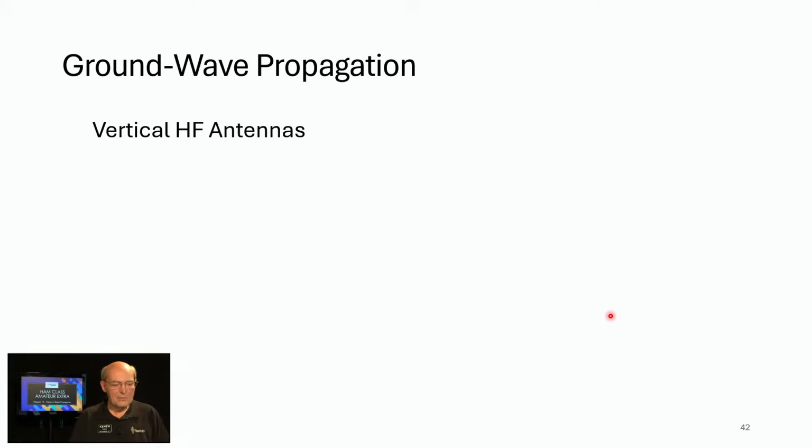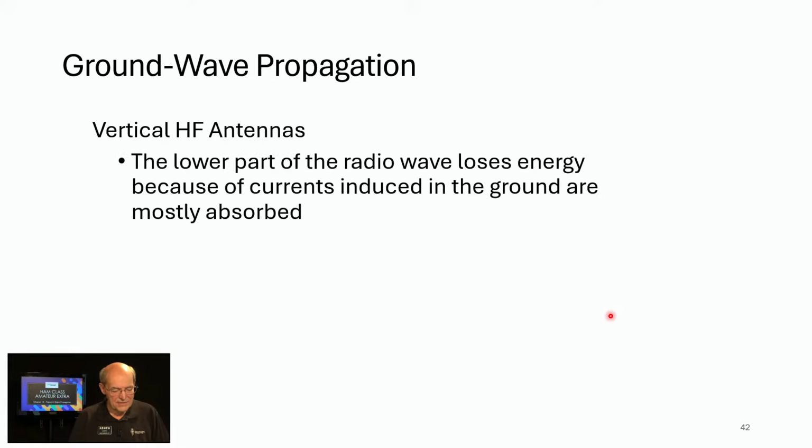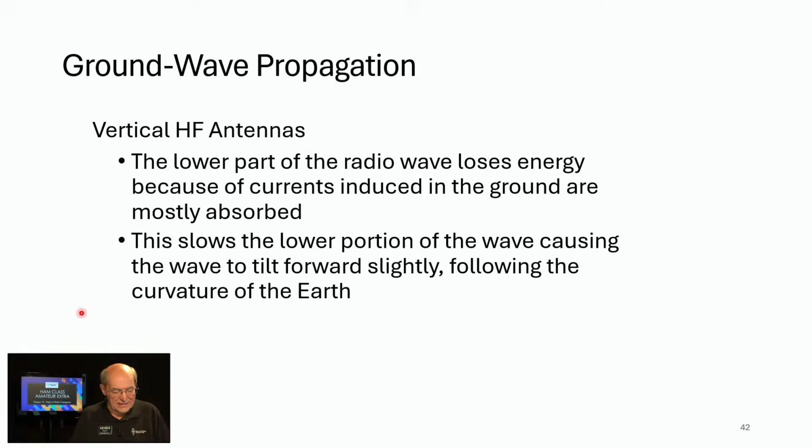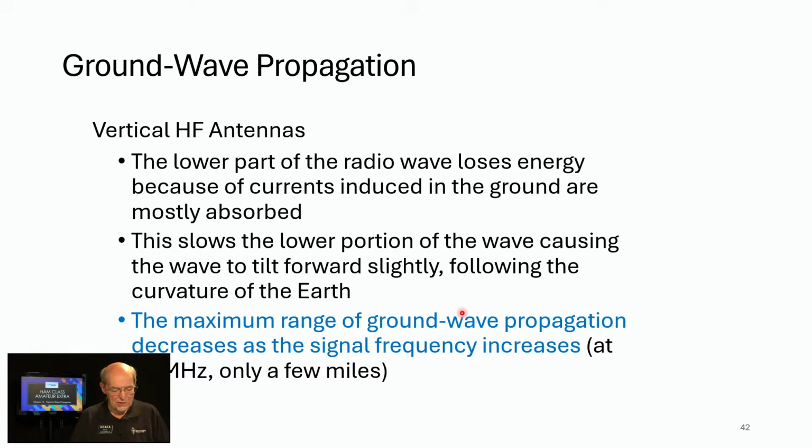Talk a little bit more about ground wave. It's an effect that only happens with vertical antennas. The lower part of the radio wave loses energy because of currents induced in the ground, which are mostly absorbed. And again, we saw our refraction commentary that we had earlier. Signals go more slowly in the ground and they're absorbed. This slows the lower portion of the wave, causing the wave to tilt forward slightly, following the curvature of the Earth. We saw that in our picture.